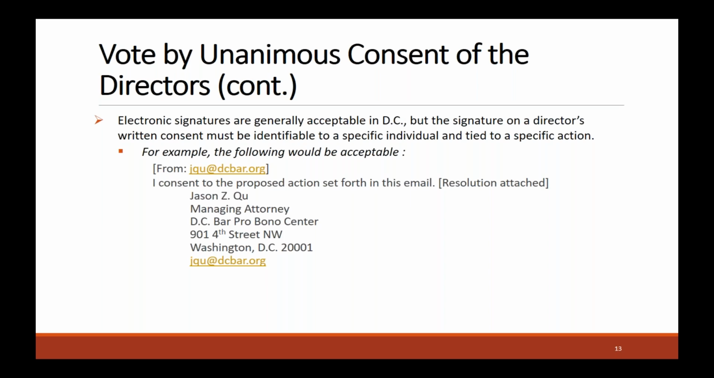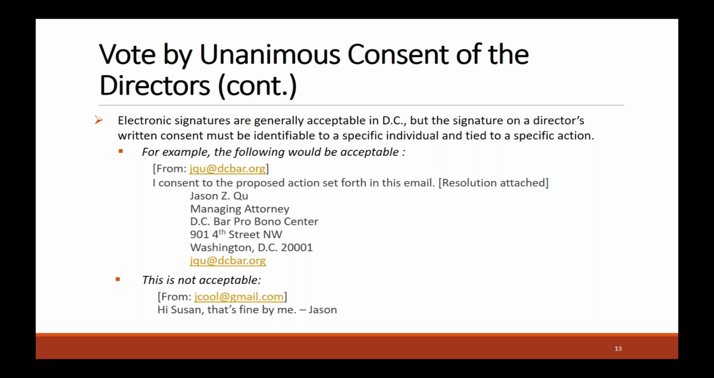It's from jq@dcbar.org. I consent to the proposed action set forth in this email. And maybe a copy of the resolution is attached, or maybe in the email thread, the full description of the resolution is there. And then it has my full name. This is just my standard email signature block and my contact information. So anyone can understand from this consent who the specific individual is that's giving the consent and what the specific action is that they're voting on.